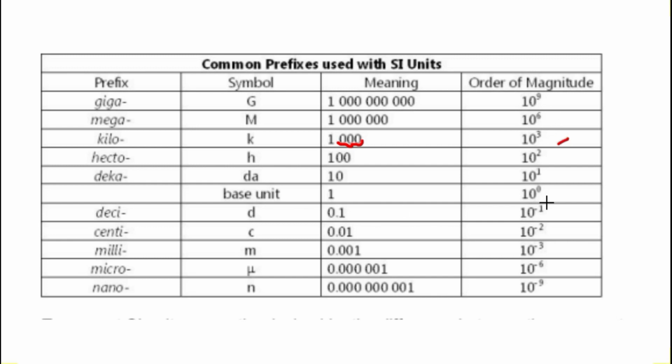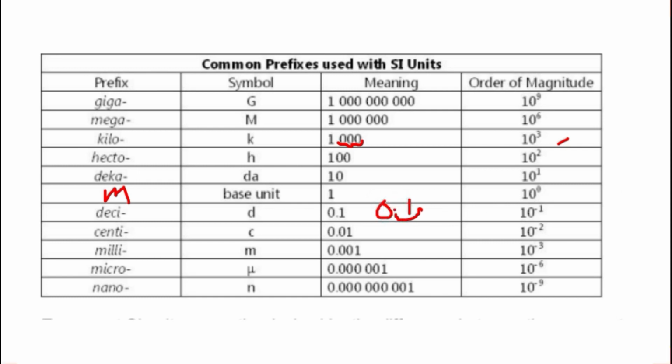Next, let's go to the negative ones. Again, the base unit here is meter for length, which means 10 raised to 0. Let's go to the negative ones like decimeter. For decimeter, the order of magnitude is 10 raised to negative 1. So if this is the 1, we move the decimal point to the left because it is negative. With that, it will look like 0.1.